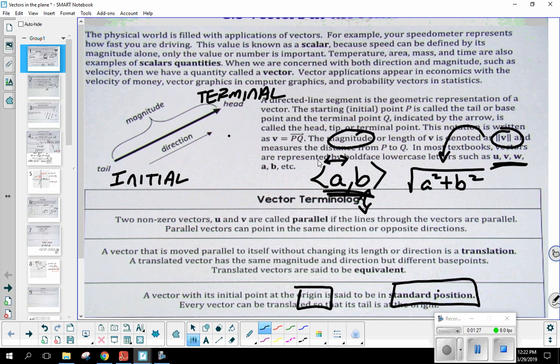A vector itself starts at what we call the initial end, and it ends at the terminal, that's the end with the arrow. What do we call it when the initial is at the origin? That's standard position, and we love to put vectors in standard position.